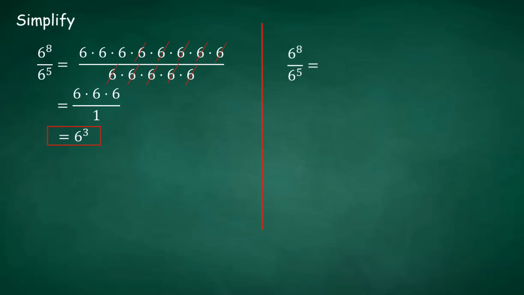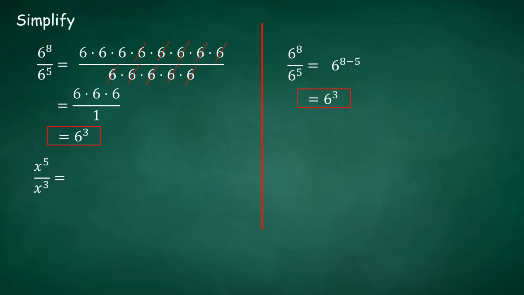So now we can use the rule in dividing exponents. In this expression they have the same base, which is 6, so we can easily subtract 8 and 5, which is equal to 3. That's why our answer is 6 raised to the power of 3.